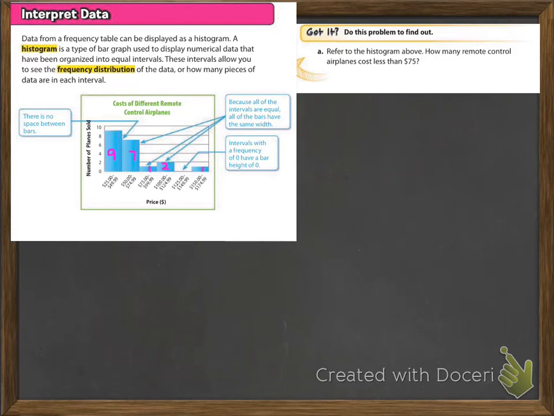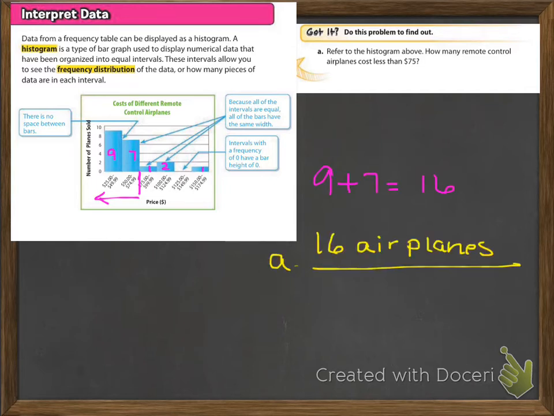All right, so now, again, the question is, how many remote control airplanes cost less than $75? So $75 right here is our mark. So everything that's this way. So the ones that are 75 do not count as less than. So now you want to look and you want to go, okay, 9 and 7, that gives me 16. So my answer here is 16 airplanes.